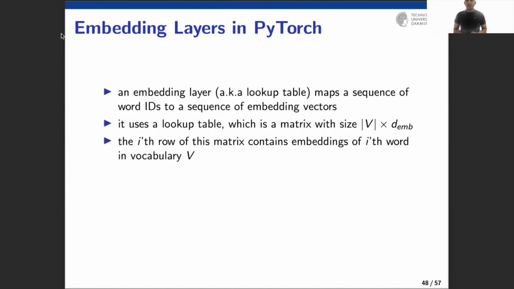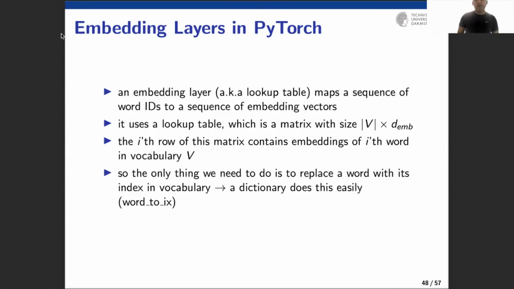Saying that the ith row of this matrix contains the embedding of the ith word in the vocabulary. So if hello is the fifth word in the vocabulary, then the fifth row in the lookup table, or in the embedding layer matrix, represents the word embedding of hello. So the only thing that we need to do is to replace a word with its index in the vocabulary.